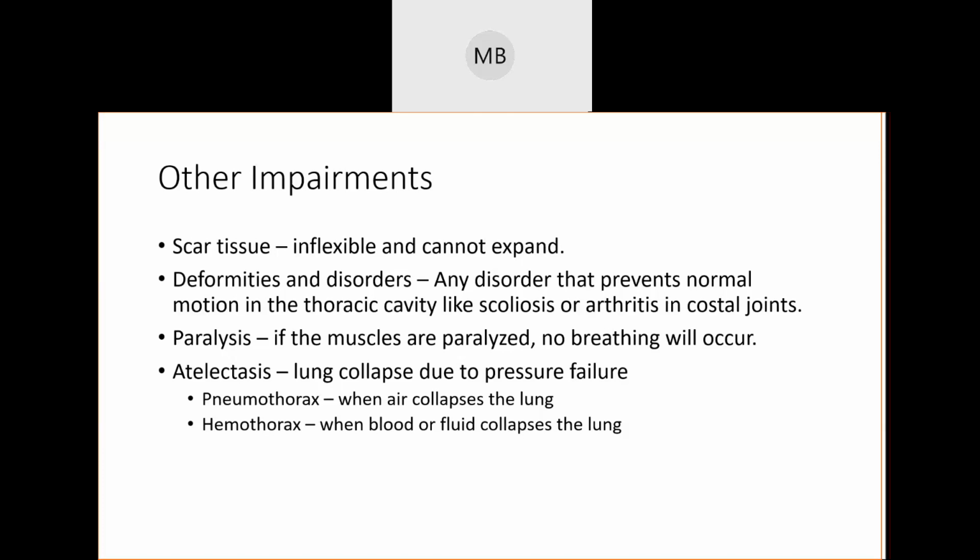Your fancy term for a collapsed lung, a collapse due to pressure failure, is atelectasis. It's this weird-looking word right here. Atelectasis, right? That is a collapsed lung. Basically, that is caused because something, and I don't know what it was, it could be any number of things, was throwing off the pressure in your lungs. An example of this would be a car accident or an injury that would poke a hole in your lung and let fluid or air into your lung.